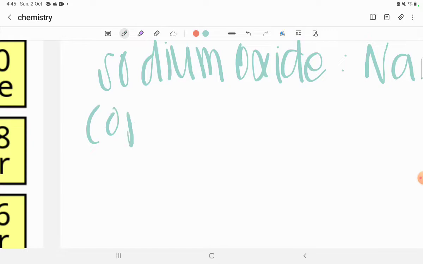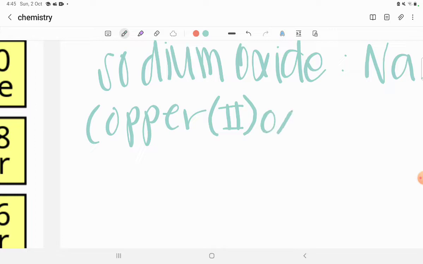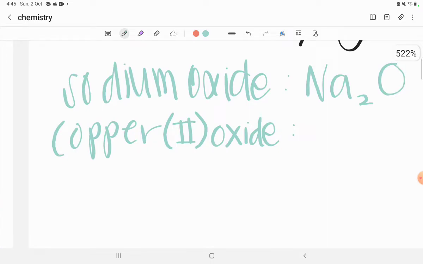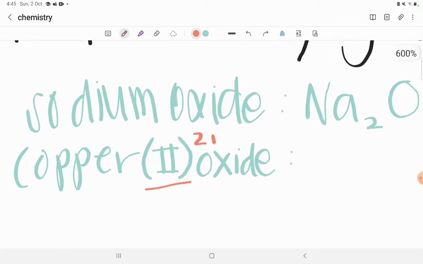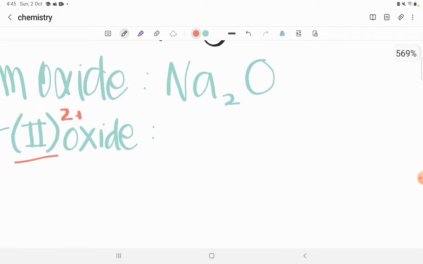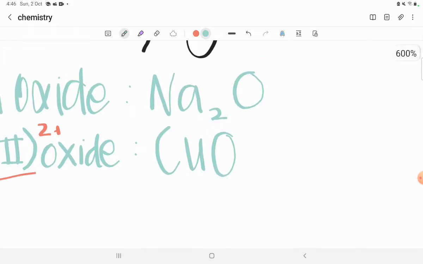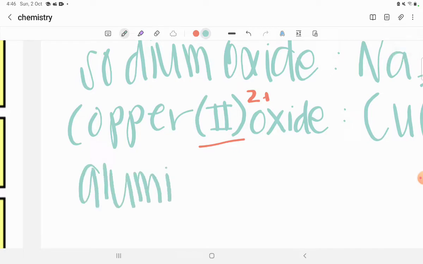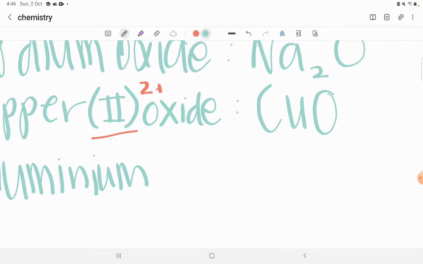Okay, what about copper 2 oxide? Copper 2 oxide is basically, you see here it has a charge of 2 plus because it's a transition element, and I already gave you the charge. It's in the name. So it's CuO because 2 minus, 2 plus, so it equals 0. Okay, last one, a bit harder. Aluminium hydroxide.